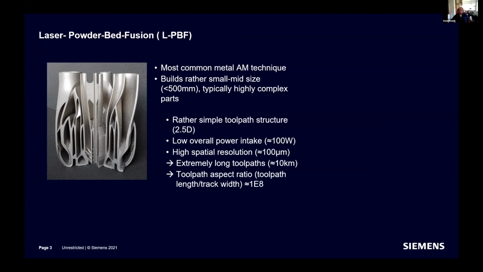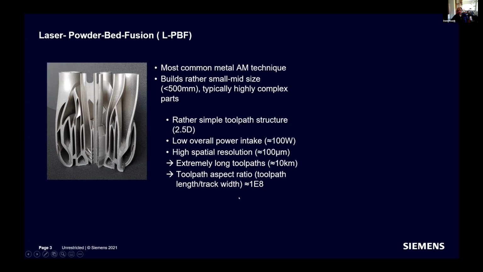Looking at the toolpath structure, we find that in terms of toolpath organization, it is rather simple because it's a 2.5D approach. So you have the slicing, and all the laser movements happen in 2D, and then you go to the next layer and repeat again. So the toolpath is quite simple in organization, but we have low power intake, we have very high spatial resolution, and because of the spatial resolution, the thickness of the track and the layer thickness are low, we have extremely long toolpaths. Extremely long, talking about tens of kilometers.